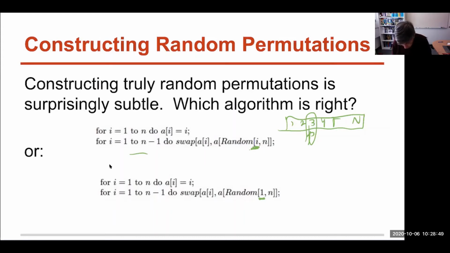With the first one, you are swapping the ith element in the array with an element from i to n. And the other one, you're swapping the ith element in the array with any one of the other elements. Which one of these is going to generate random permutations uniformly? Or is there going to be a bias? And how can you tell?